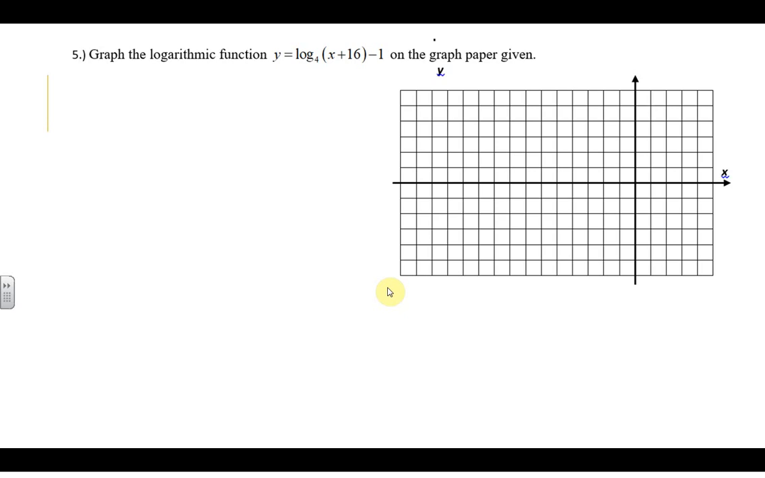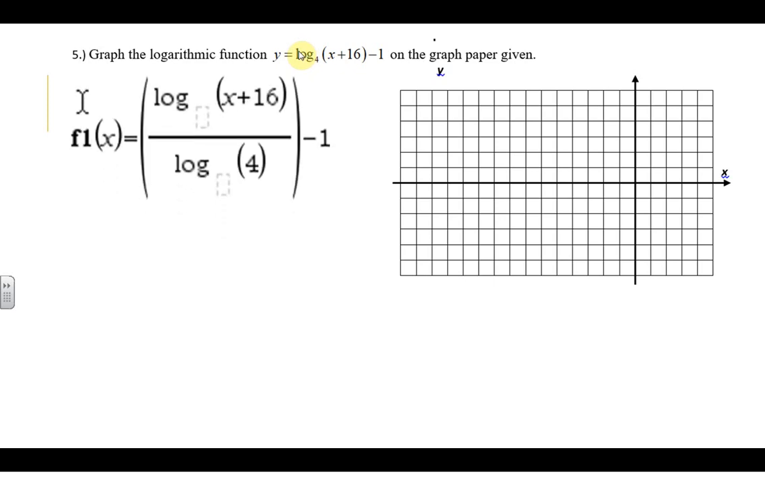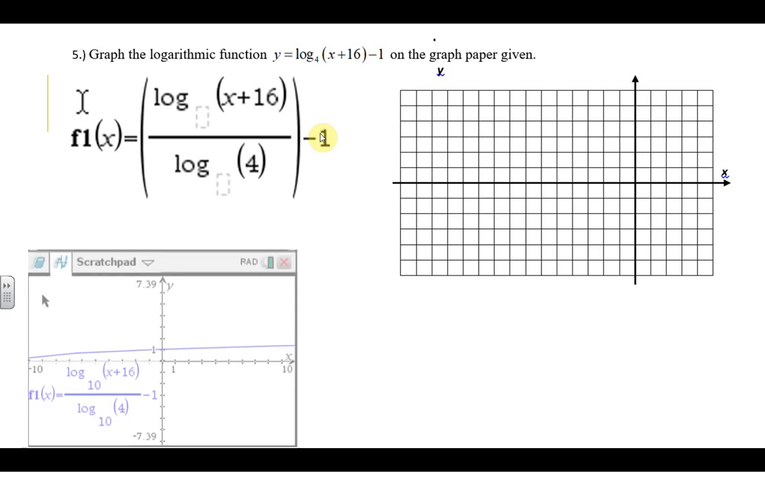This one looks a little bit uglier, but it's okay. Just remember, be very careful how you plug this into your graphing calculator. We're going to change of base. So log of the big guy over log of the itty bitty guy, and then the minus one is on the outside. Do you see how I put the log expression in parentheses? You have to be very specific with this because you can't put the minus one next to the numerator or the denominator. It goes on the outside.